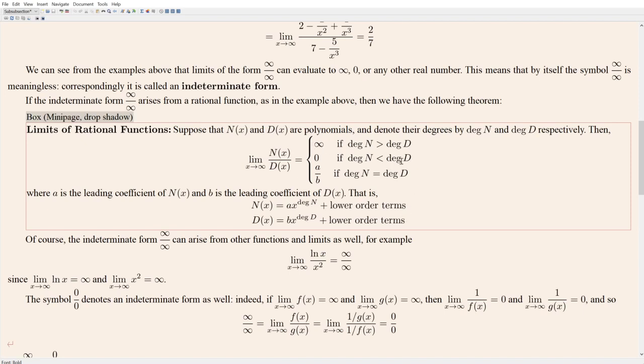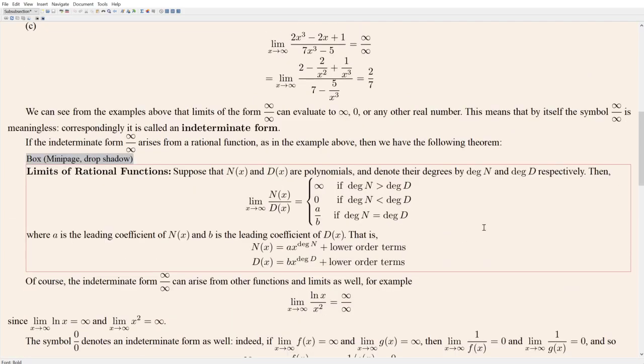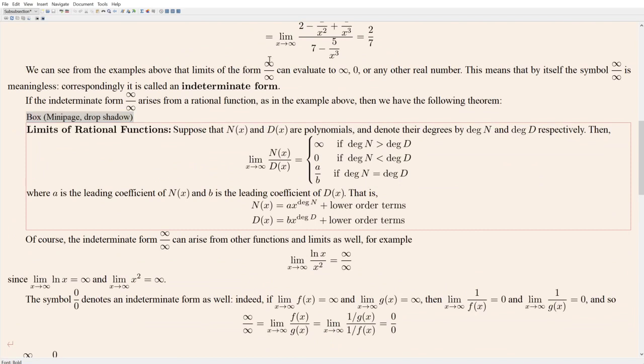If the degree of the denominator is bigger, then the denominator wins and pulls the whole thing down to 0. And if the degrees are equal, then they balance each other out in some sense, and the limit just ends up being the ratio of the leading coefficients. Like here, the leading coefficients were 2 and 7, so it ended up being 2/7. So that's how we deal with infinity over infinity when it comes from a ratio of polynomials.